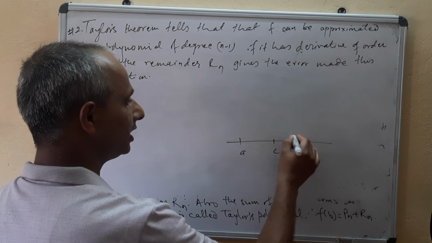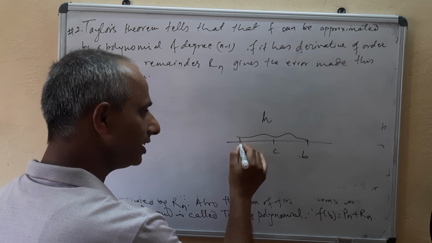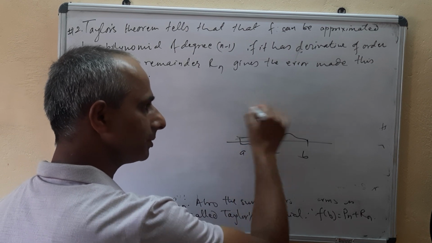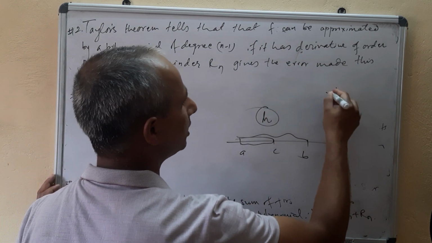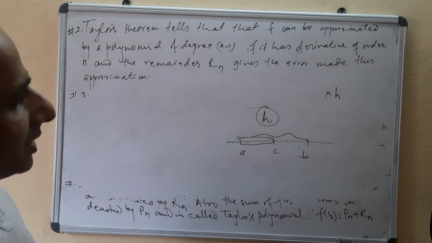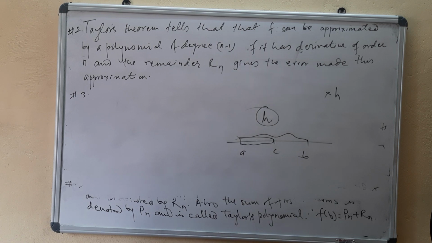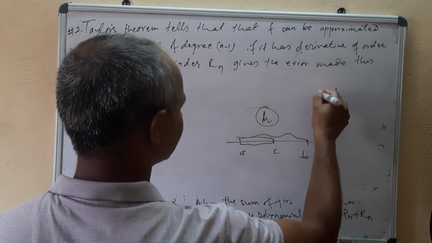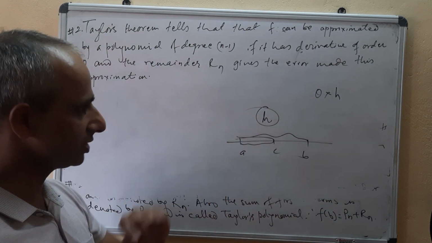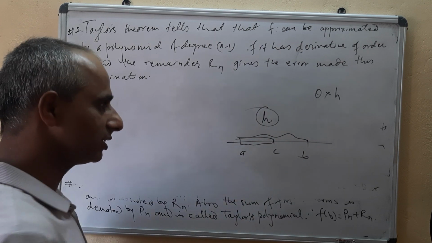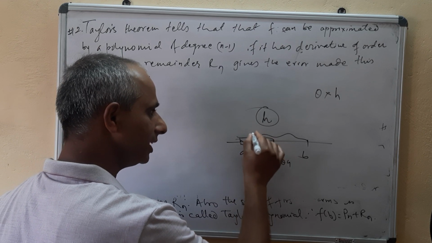But if we take the height of the interval from a to b to be h, then what will be the length of the interval from a to c? It is certainly less than h. So we have to use a multiplier between 0 and 1, considered to be theta. There is a number theta between 0 and 1 so that c equals a plus theta h. The height from a to c will be theta times h.